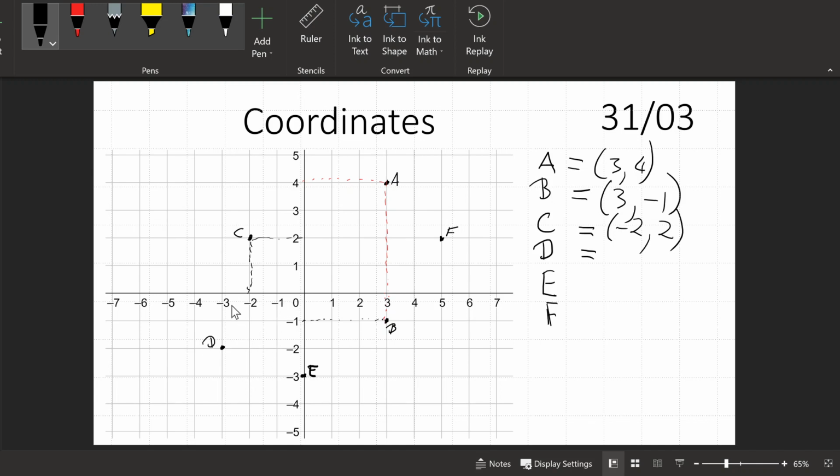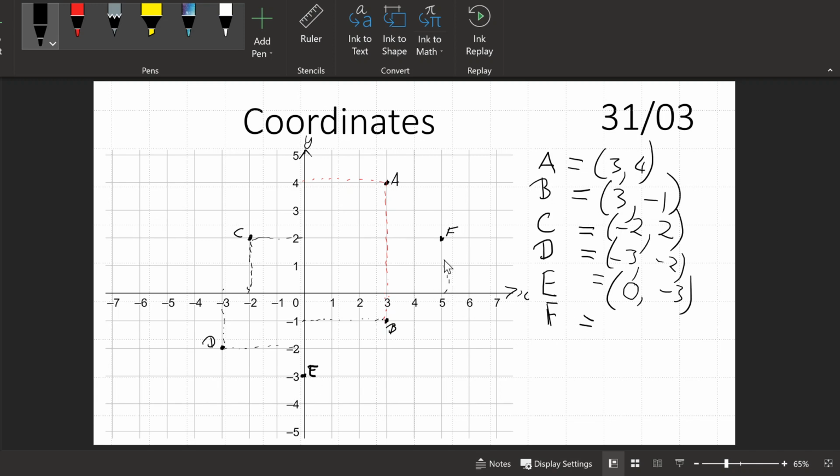D value here. Again, we're going to go X value first, Y value second, so across first, then up or down second. So -3, -2. E here. Oh, this one's actually on one of our axes, so do we remember what we know when something is on an axis? This is on the y-axis, so we should remember the X value will be 0, and the Y value, that's -3.